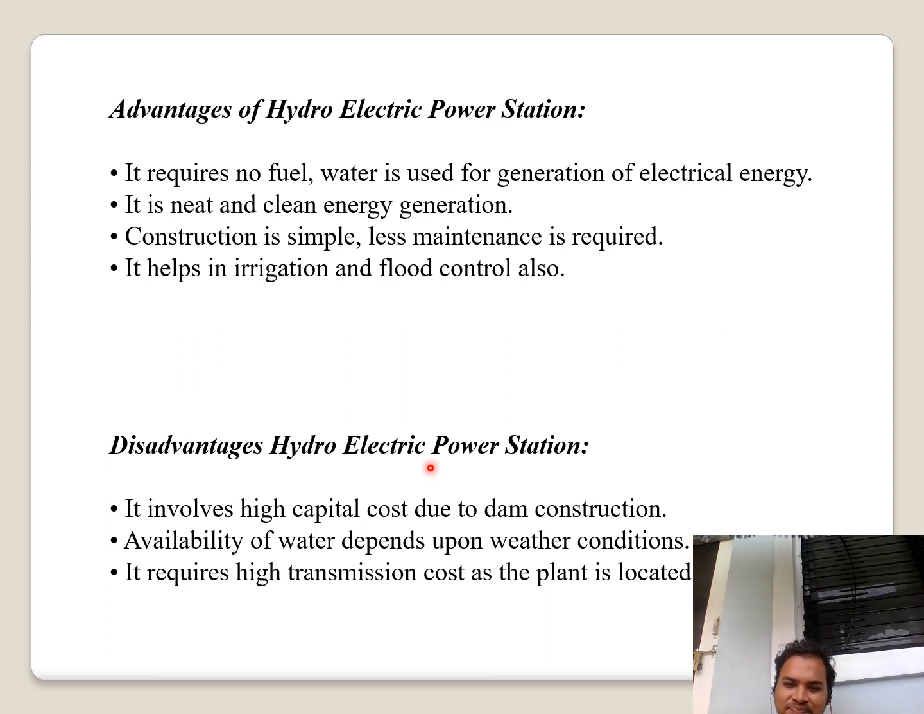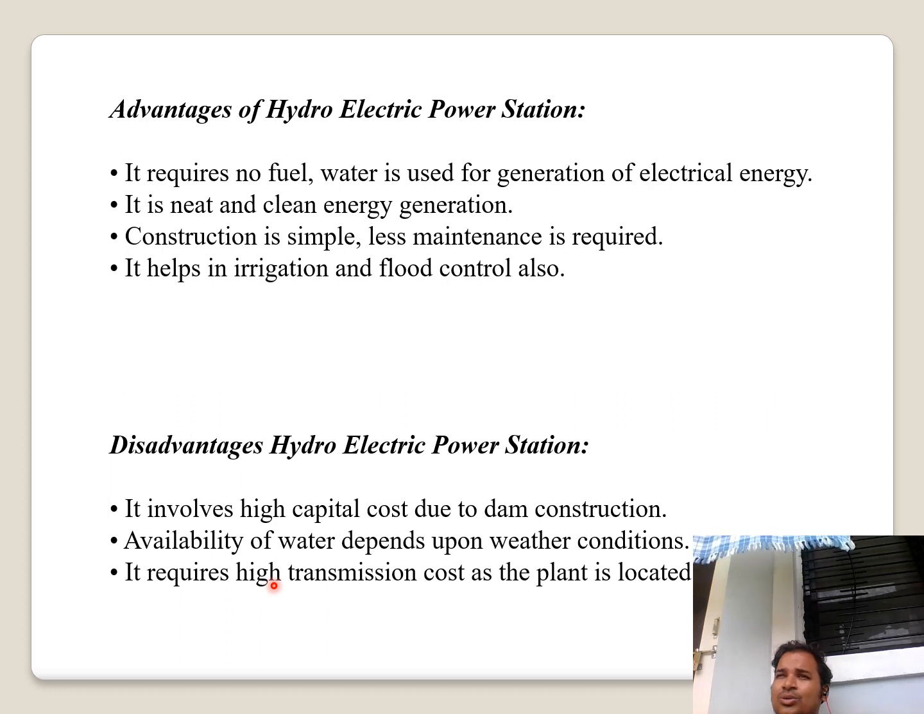Okay, one more thing: it requires high transmission cost as the plant is located in hill areas. As we said, these hydroelectric power plants are located in hilly areas from where you can make the water fall into the turbine. You can already have height attained, and so you can make the water fall from a great height there. So in hilly areas, the transmission cost is more.